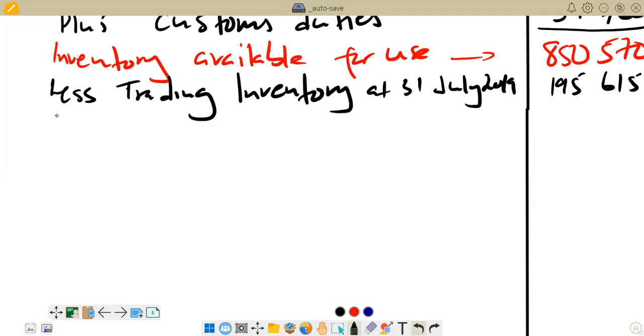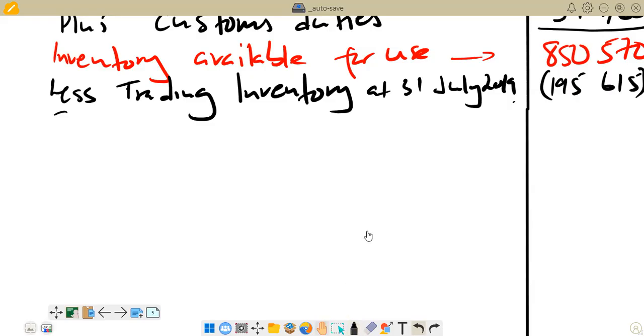195,615. And remember, we are saying less here, it means we are subtracting. So you can show that by putting brackets there. Now we take the figure for inventory available for use and subtract the closing trading inventory at the end. The answer we get will represent the cost of sales.